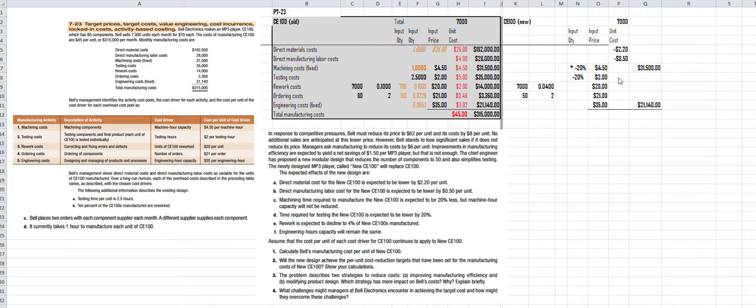Now let's focus our attention on what we know about the manufacture of the new products given the proposed changes. We know that our material cost will be reduced by $2.20. We know that our direct manufacturing costs will be reduced by 50 cents per unit. We know that there will be a 20% reduction in machining costs. I have a little asterisk here because machining costs, even though we're going to become more efficient with our machining activity, our total capacity is not going to change. Given that this is a fixed cost and we don't change that fixed cost, it's going to be unaffected. So even though we become more efficient, the actual cost is not going to change.